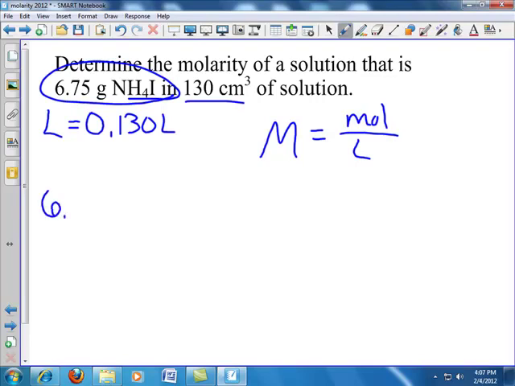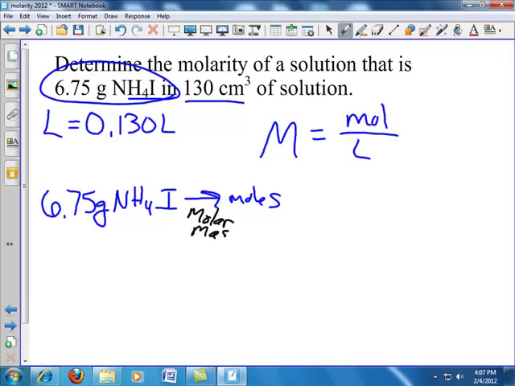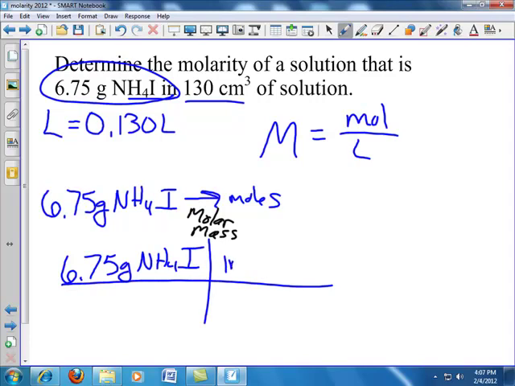Okay, hopefully you're saying, well, I have to take that 6.75 grams of NH4I, and I have to change that to moles. And how do you do that? Multiply by molar mass. Again, we did lots of worksheets with this. So I'm going to take 6.75 grams of NH4I, and I'm going to set up a T box, and I'm going to multiply it by the molar mass of NH4I.